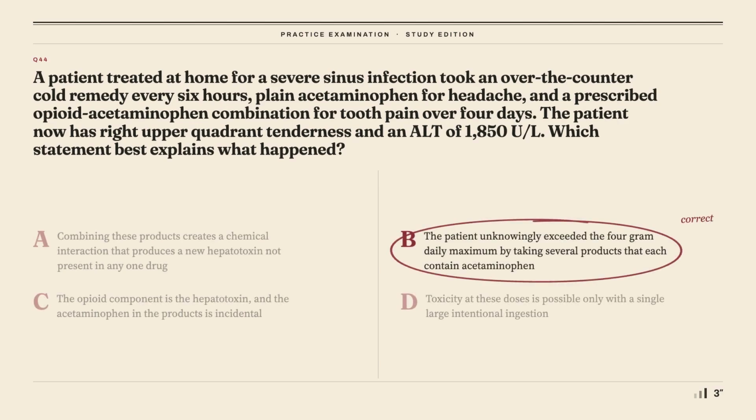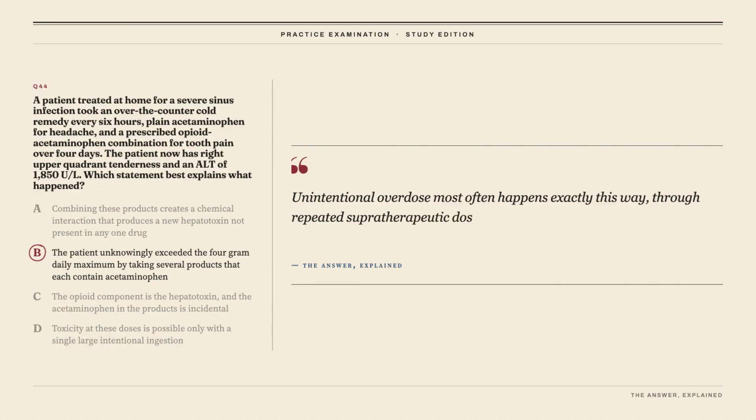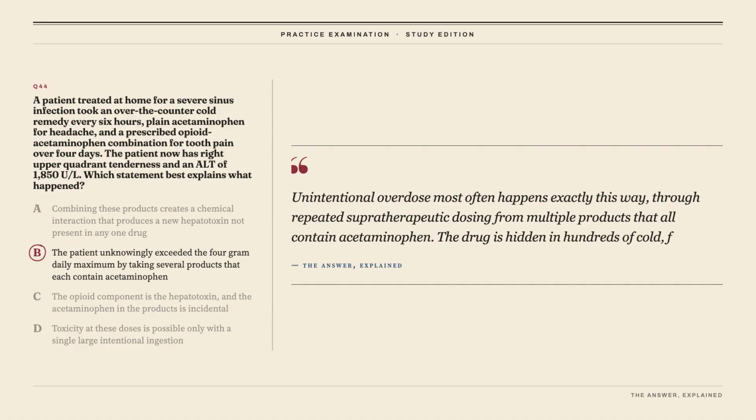The correct answer is B. The patient unknowingly exceeded the 4-gram daily maximum by taking several products that each contain acetaminophen. B is correct because unintentional overdose most often happens exactly this way, through repeated supratherapeutic dosing from multiple products that all contain acetaminophen. The drug is hidden in hundreds of cold, flu, sinus, sleep, and prescription pain combinations, often labeled APAP. The maximum for a healthy adult is 4 grams in 24 hours, and stacking products makes that ceiling easy to blow through without realizing it.